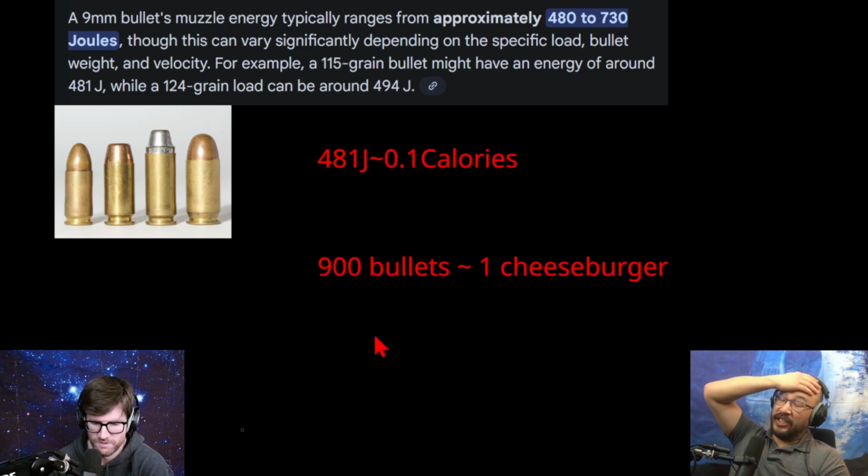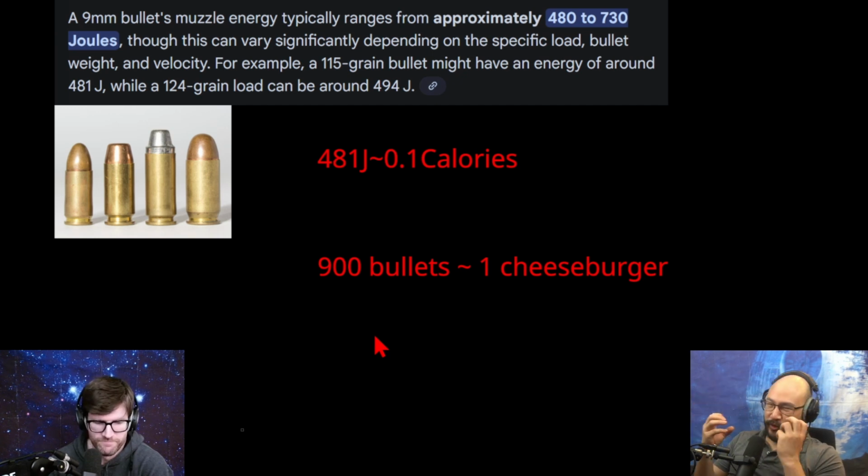There's so much energy in our food. We're just chomp chomp chomp. I'll eat 3 of these. So much energy. Can you eat 2,700 bullets? That's 3 cheeseburgers.